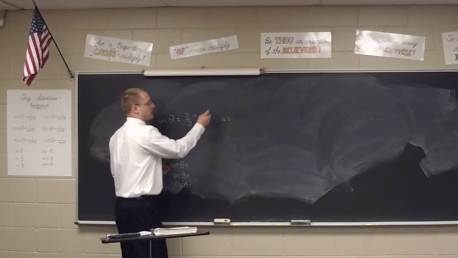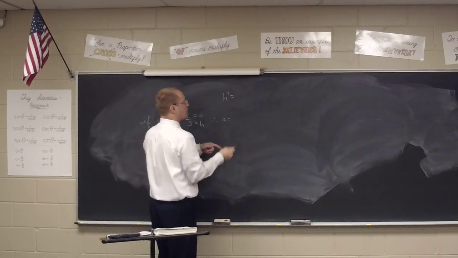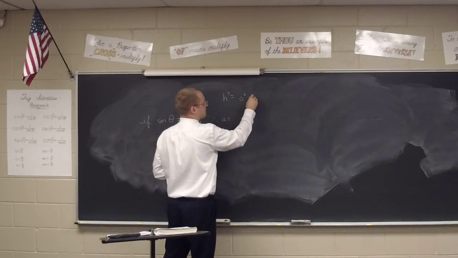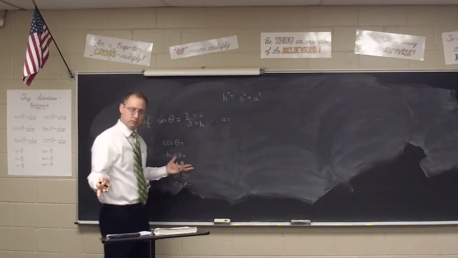Pythagorean Theorem. Now, we usually think c squared equals a squared plus b squared. You could also think hypotenuse squared equals opposite squared plus adjacent squared, right?